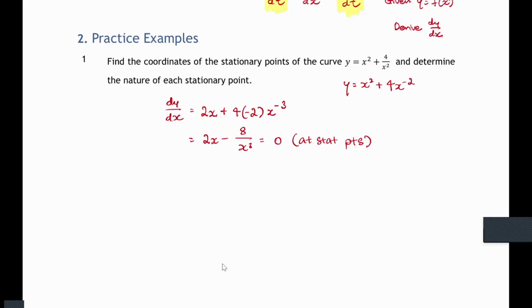Can proceed to solve. So the solving part I think is quite okay. We'll get x cubed times x, so x to the power of 4 equals 4. This will give me x equals plus minus root 2. Okay, so I know that there are two stationary points, one of them at x equals root 2 and x equals negative root 2. I'm interested to know what are the y values because the question says coordinates. Coordinates means I must have x and y value also. So maybe we go and find that first.